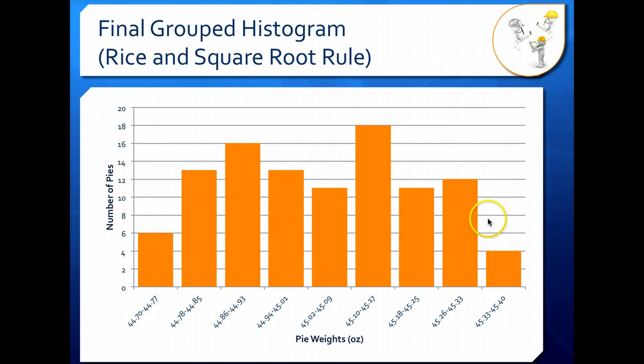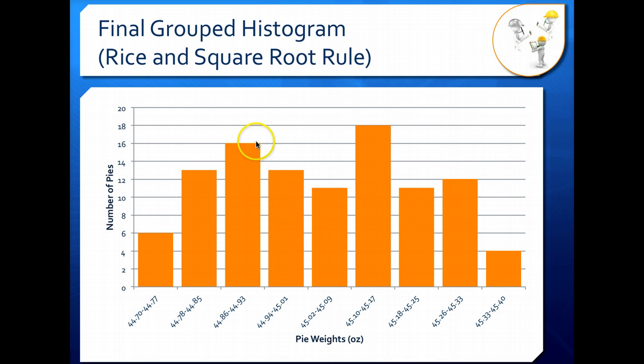Here's the final grouped histogram for the Rice and the square root rule. The reason it turned out like this is because we rounded our cell widths to 0.07. So 0.073 rounded down to 0.07 and 0.066 rounded up to 0.07. So in this case, our histograms look the same.